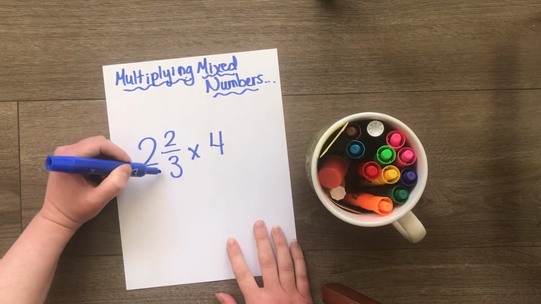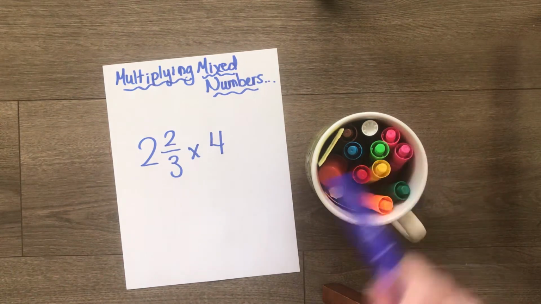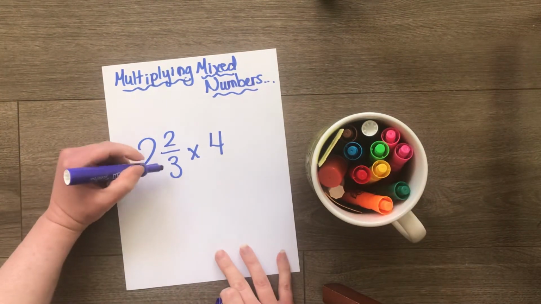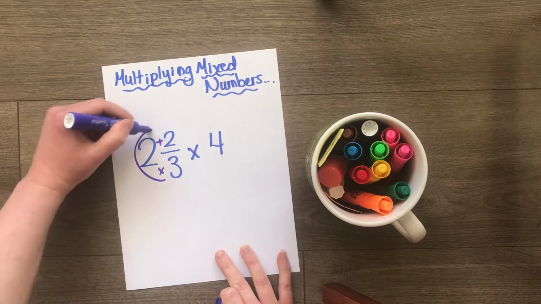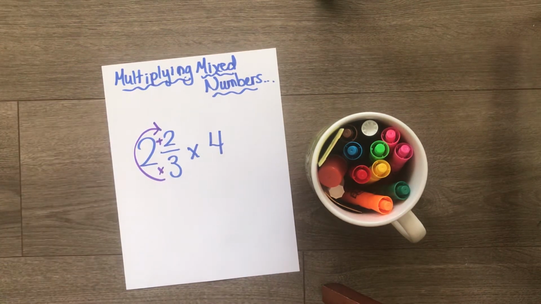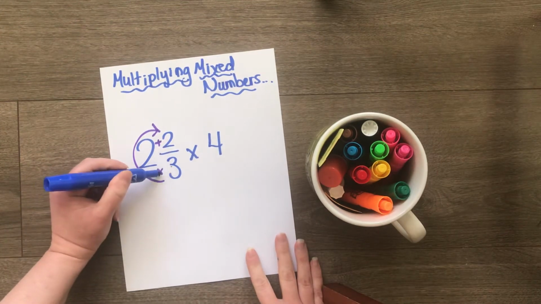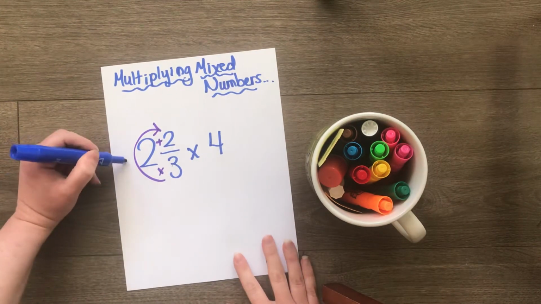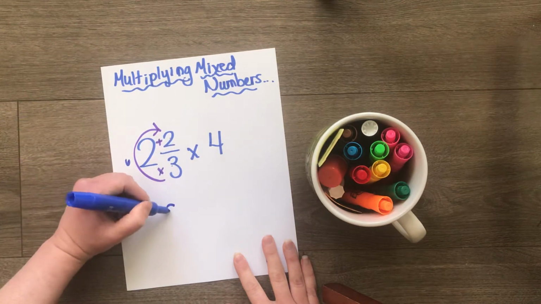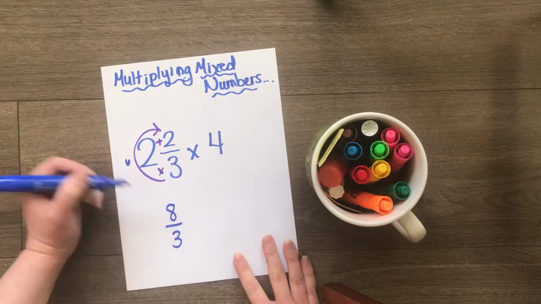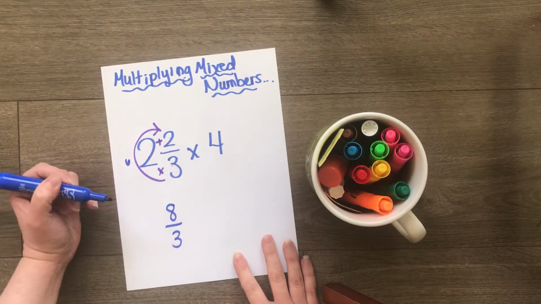So let's take 2 2/3. We're going to make that into an improper fraction. Remember my strategy for making an improper fraction: multiply, add in a counterclockwise manner. So 3 times 2 is 6. 6 plus 2 is 8. So my improper fraction that's equivalent to 2 2/3 is 8/3.